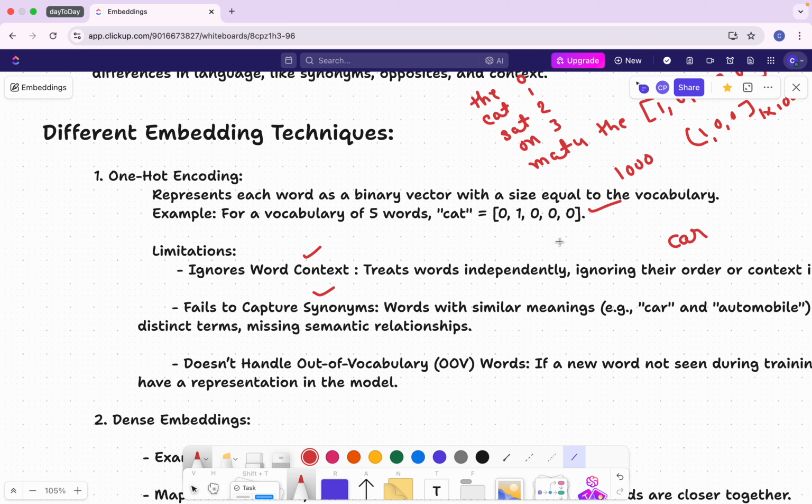There is a technique, like you can use the tokenization technique, so that it can handle the out of vocabulary word, right?